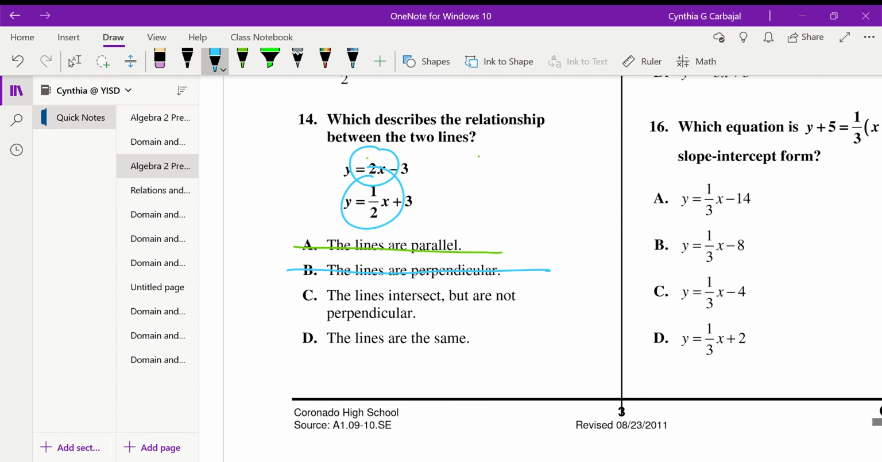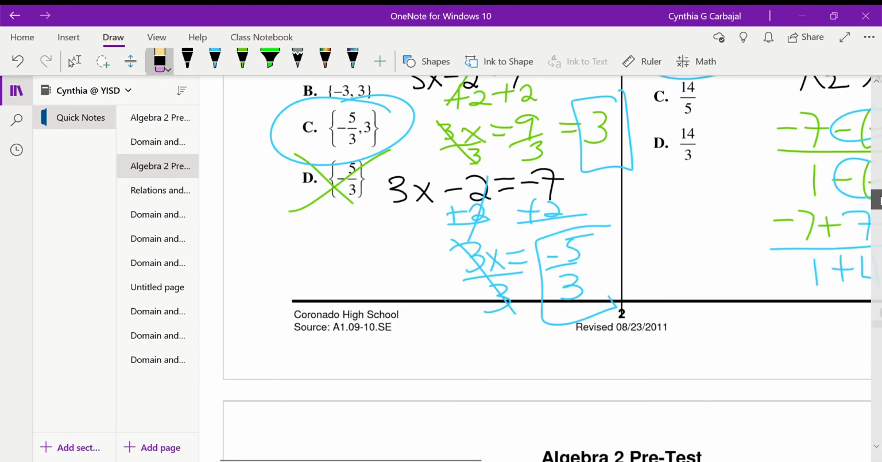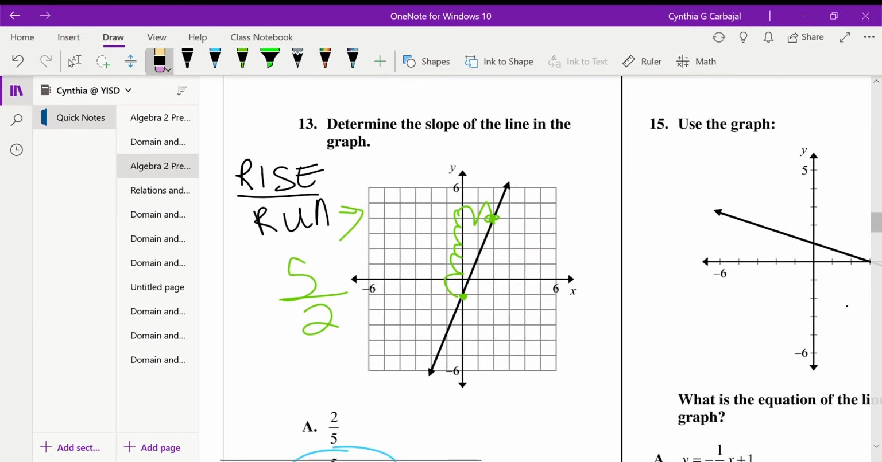Well, they're not exactly the same line because one has a slope of 2 and one has a slope of 1/2. Right? And one has a y-intercept of 3 and one has a y-intercept of -3. So by process of elimination, the answer is C. And if we had a graphing calculator, you could also graph it and see if any of this is true, to make you feel a little bit better.